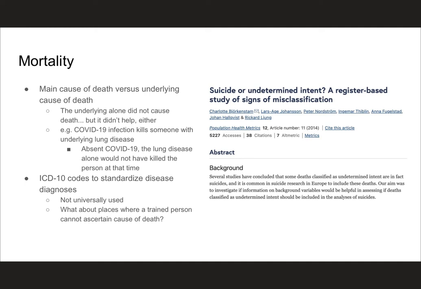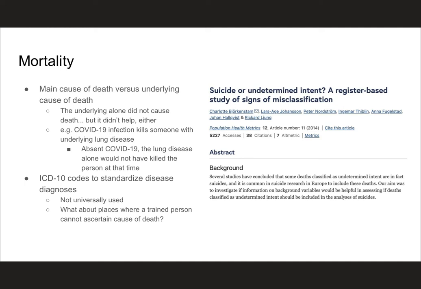So in that case, COVID-19 would be the main cause of death, and having the lung issues would have been the underlying cause of death. Same thing with heart disease, etc. ICD-10 codes have been designed to standardize disease diagnosis. It's the International Classification of Diseases. It's not universally used, but more and more countries are adopting it.